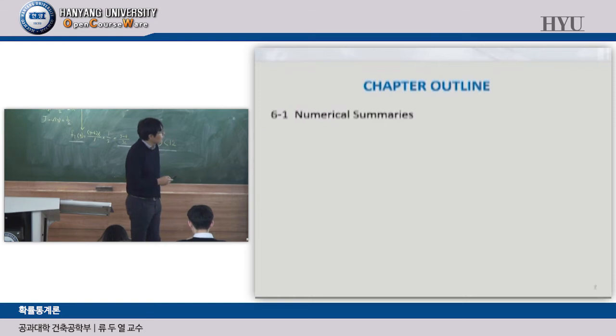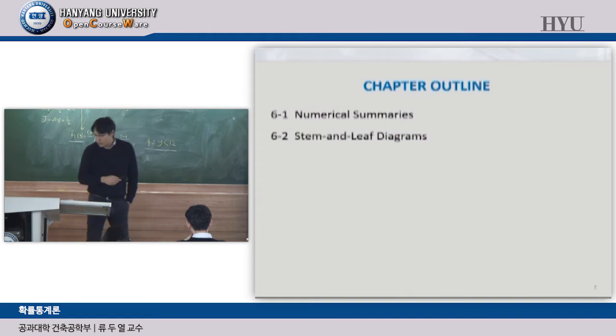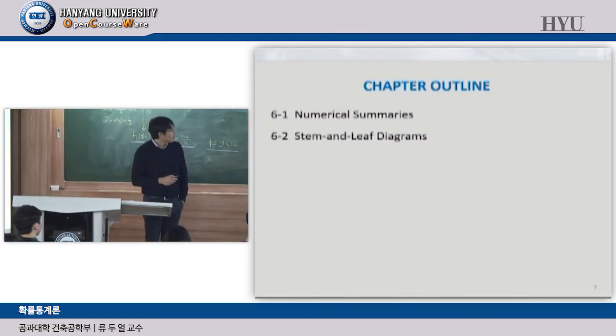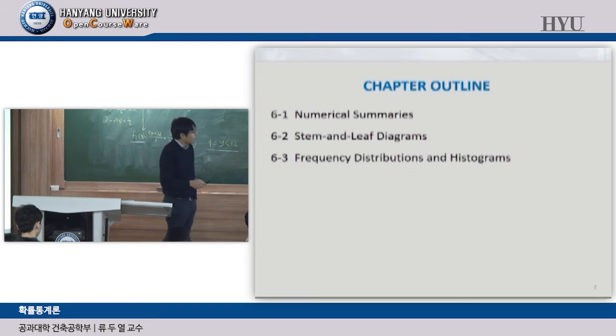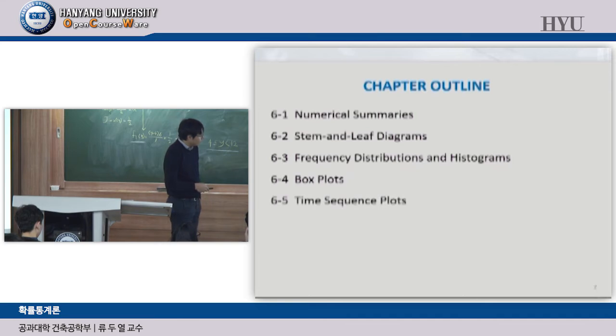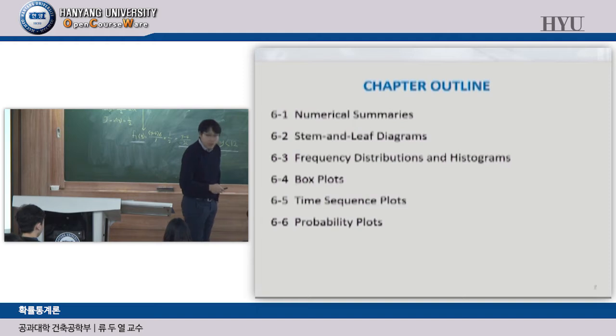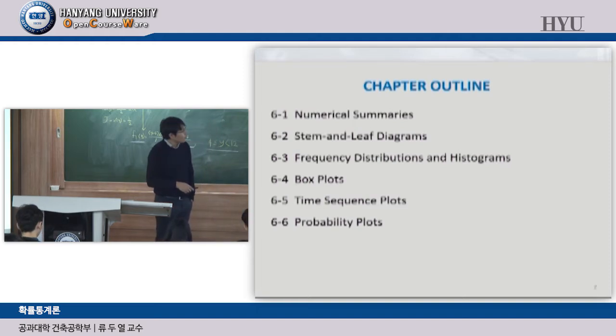Firstly, we are going to study the numerical summaries. And secondly, we are going to learn about stem and leaf diagrams. And then we are going to study frequency distributions and histograms. And then we are going to study the box plot and time sequence plot. And finally, the probability plot will be discussed in this chapter. So this is the outline of chapter 6. Okay? So this is quite an easy chapter, actually.